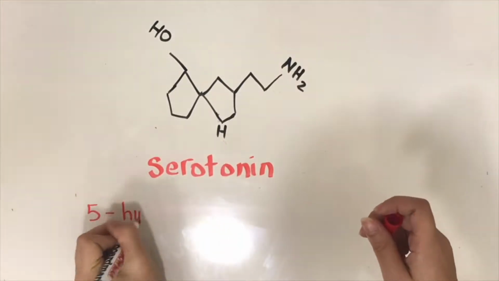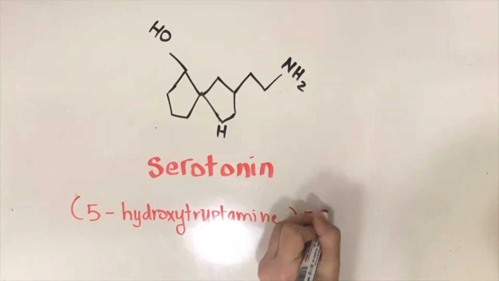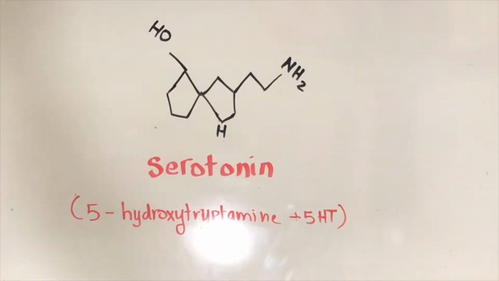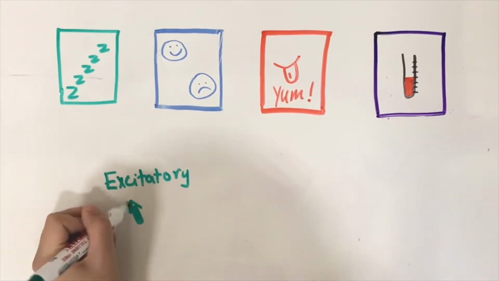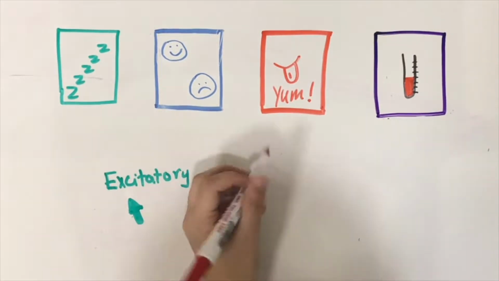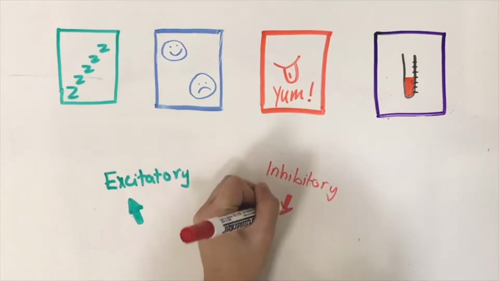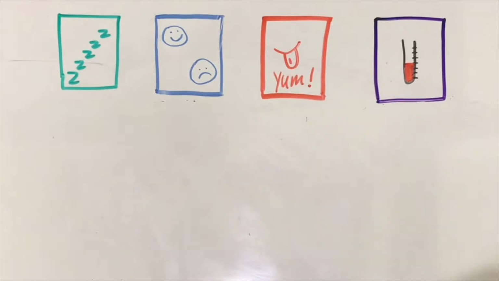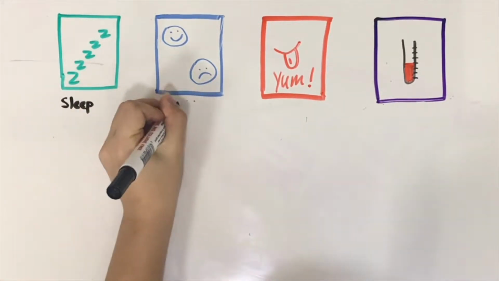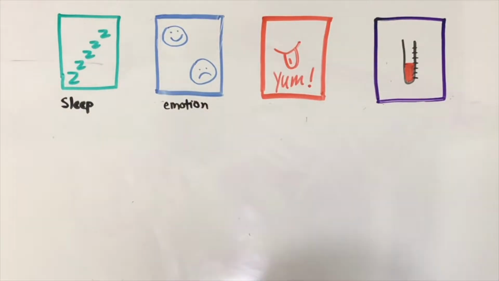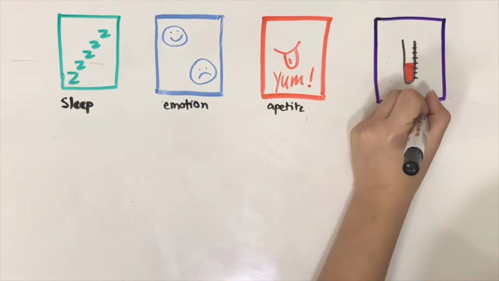Serotonin, also called 5-hydroxytryptamine, is an inhibitory neurotransmitter. There are 100 different neurotransmitters that range in their excitatory and their inhibitory effects. Serotonin is inhibitory. It is used to modulate sleep, emotion, appetite, and body temperature.